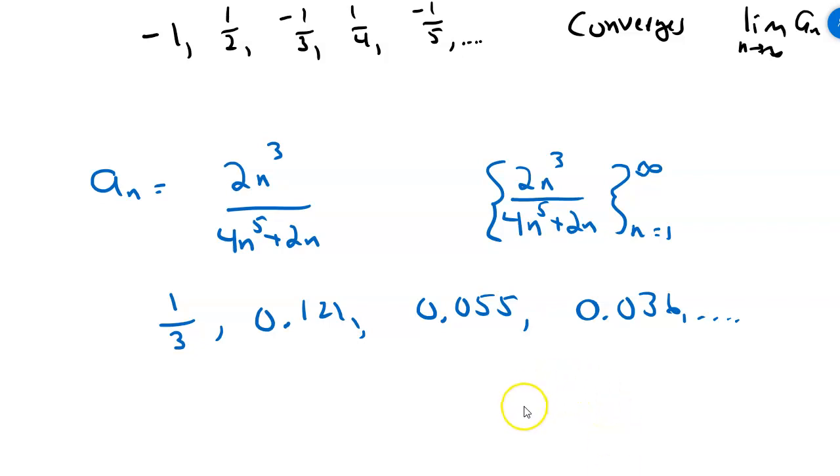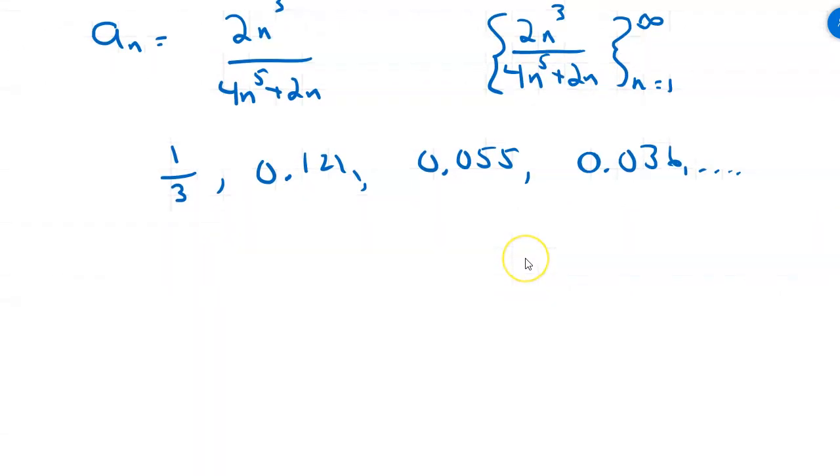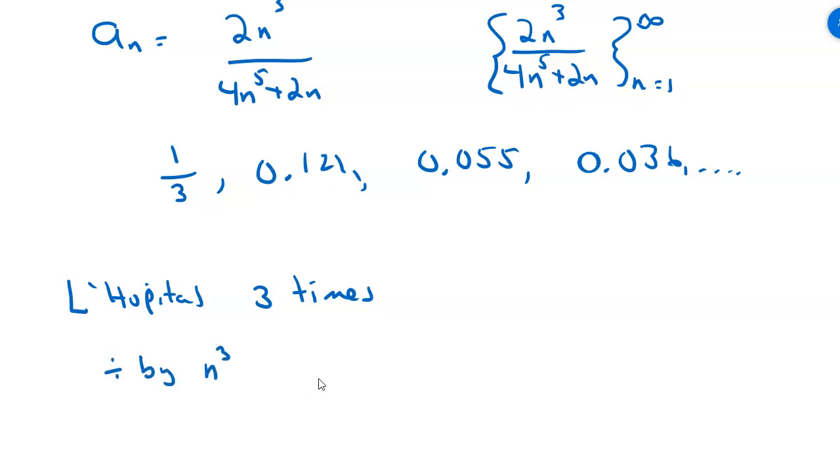Well, again, this seems like another case where if I take the limit as n goes to infinity, I'm going to end up with a case of infinity over infinity. So I could L'Hopital this a couple of times, right? I could L'Hopital 3 times. That's a possibility. Or if you go back to what we did in Calc 1, you could divide the top and bottom by the highest power, right? You could divide the top and bottom by n cubed, right? That's the highest power on the top. Or, so how about I divide numerator and denominator by n cubed?